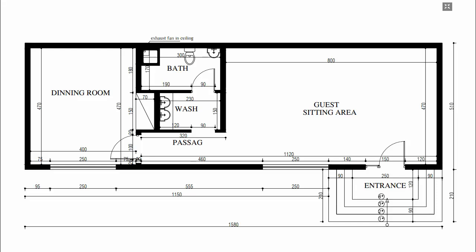As you can see, the main entrance opens into a spacious guest sitting area. This space is designed to comfortably accommodate visitors and can be furnished with sofas, a center table, and a TV unit. Moving forward through the passage, we have a separate wash area and a well-planned bathroom.